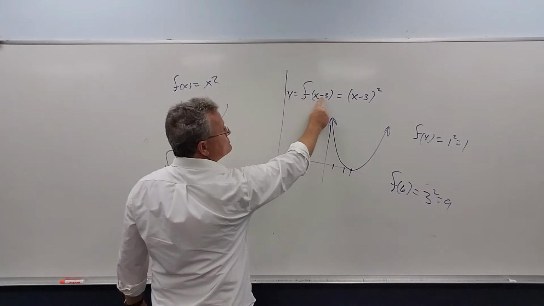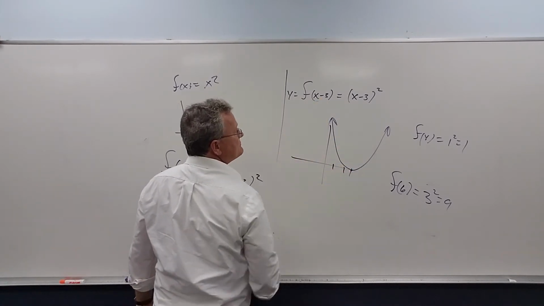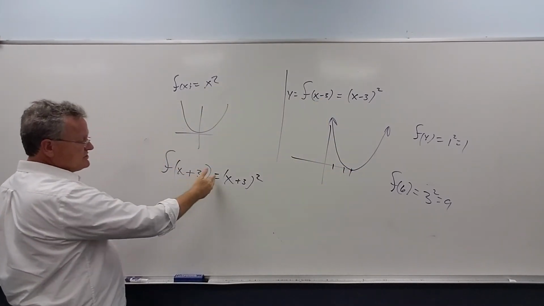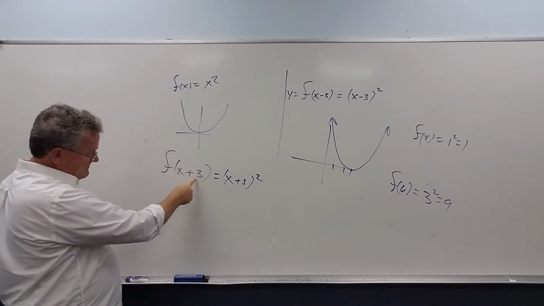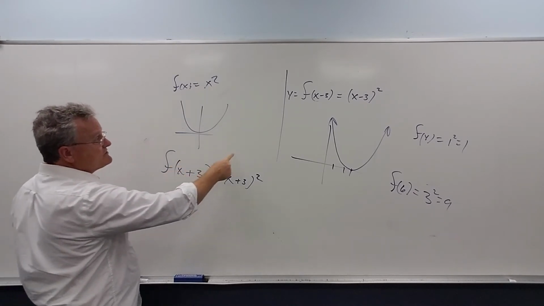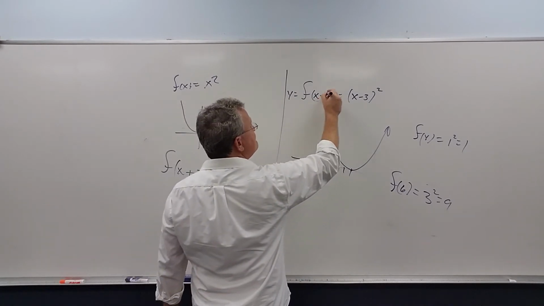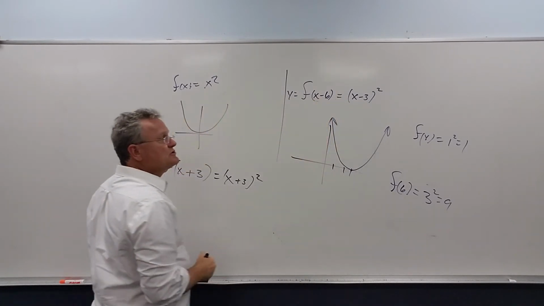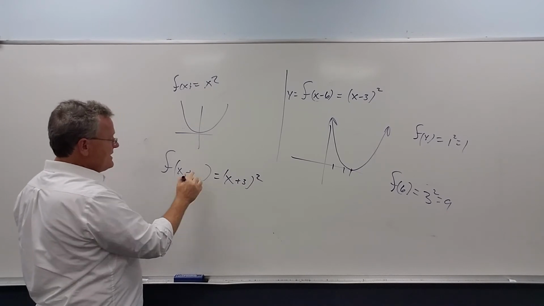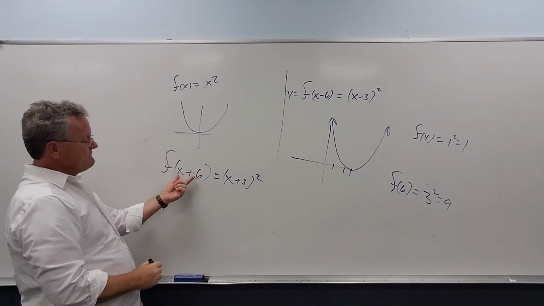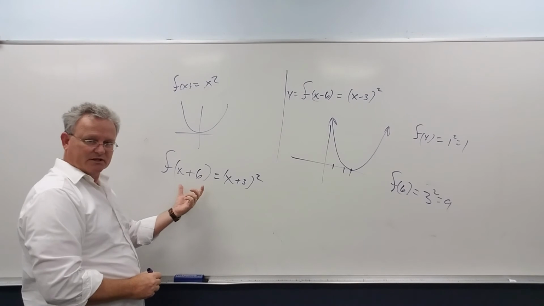So when you have a subtraction in here, it moves the graph to the right. When you have an addition, it moves it to the left. Moves it to the left 3 places, moves it to the right 3 places. If we had f of x minus 6, it moves it to the right 6 places. f of x plus 6 will move the graph to the left 6 places.